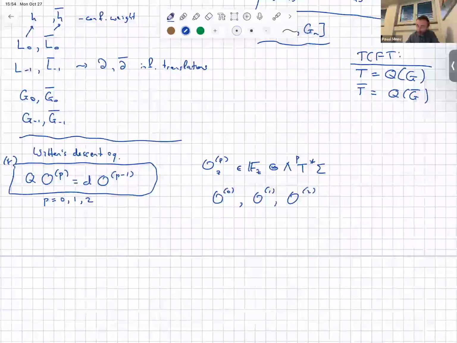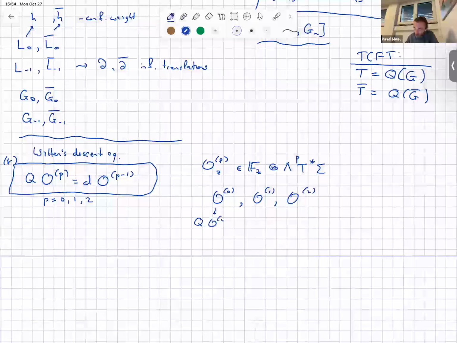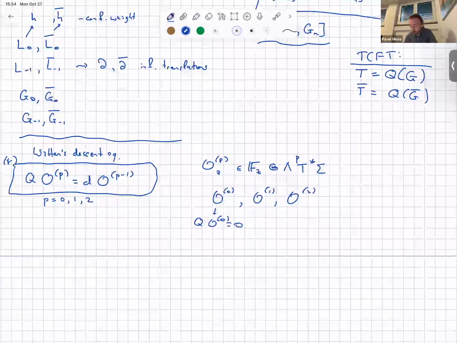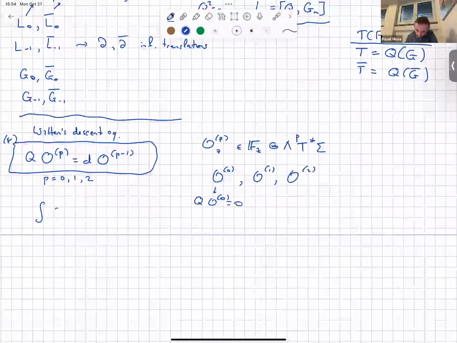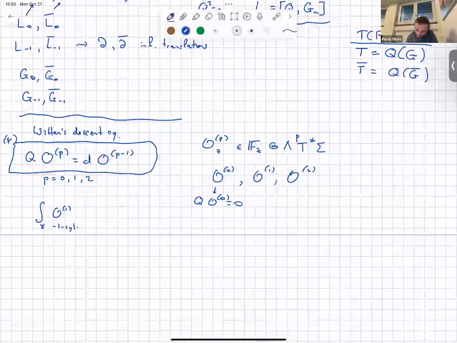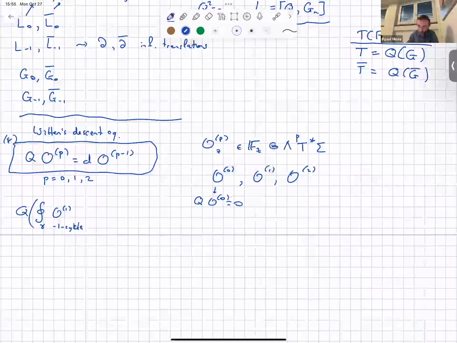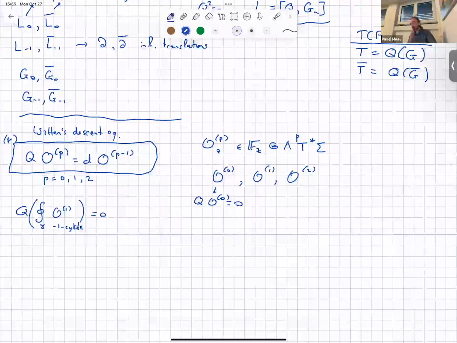So this equation in particular means that Q should be an observable in the usual sense. It should be annihilated by Q. It should be Q closed. But for O1, it tells you that Q of O1 is D of O0. In particular, it means that if I take O1 and integrate it over one cycle, that should be a Q-closed object in its own right.